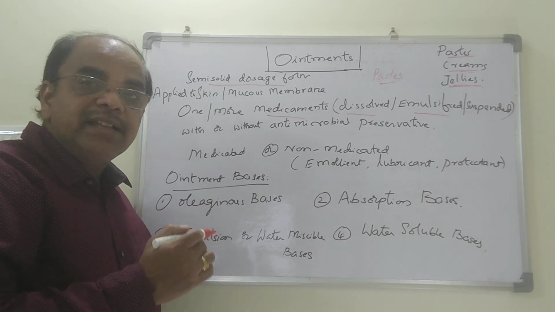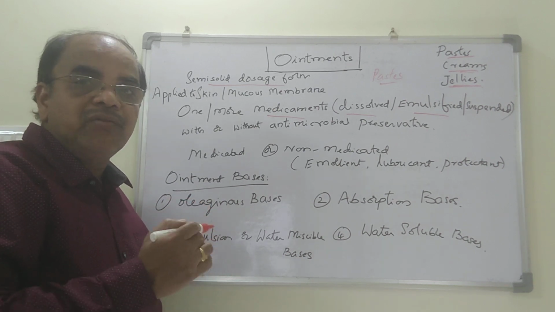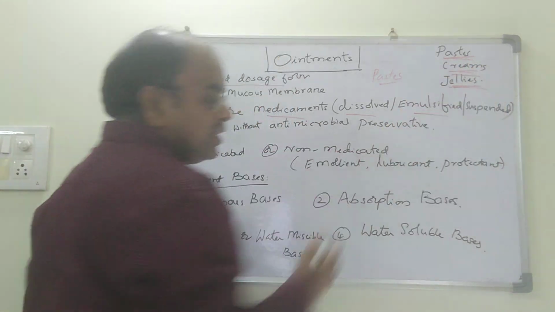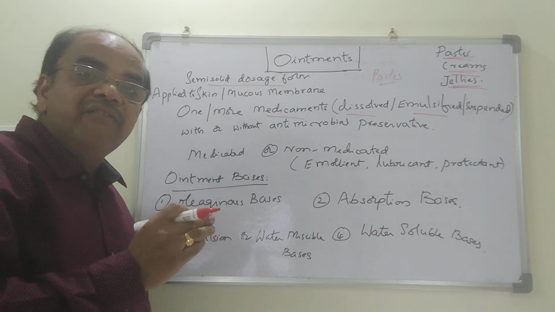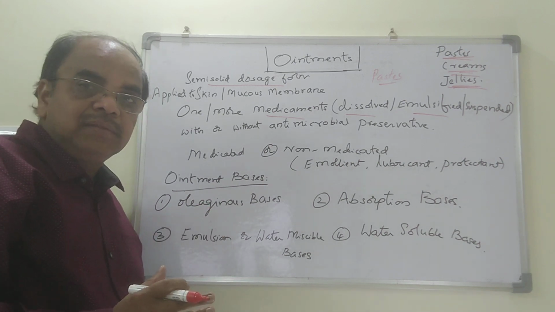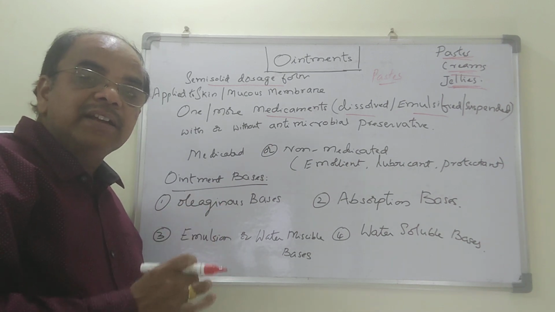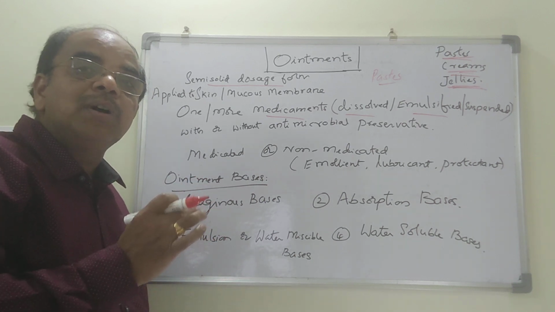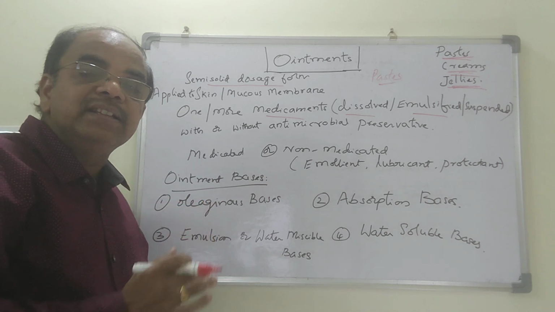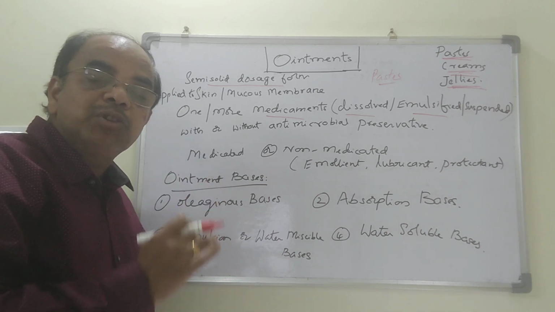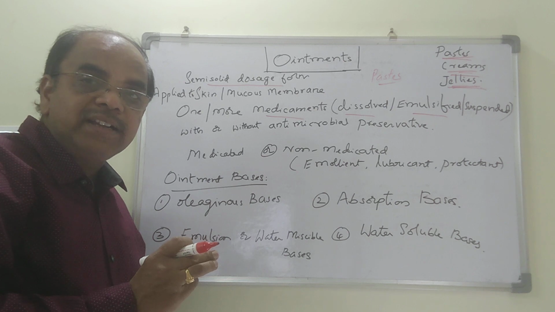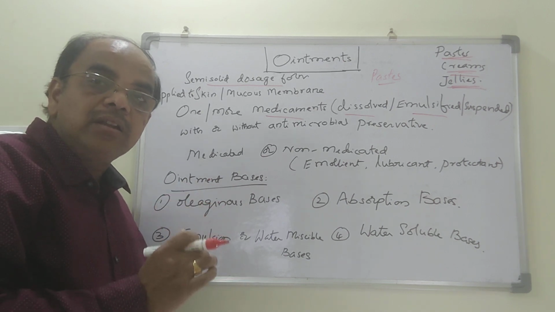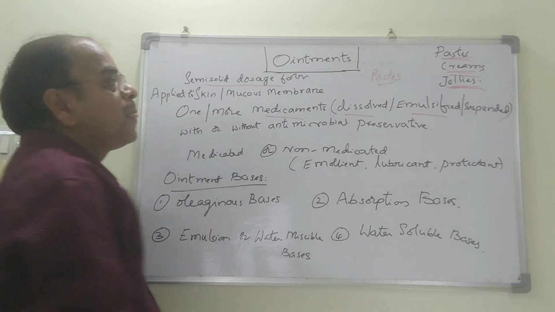What are the other semi-solid dosage formulations? That is pastes, creams and jellies. Pastes are very hard and stiff because they contain high amounts of finely divided solids, up to about 50% solids present in the paste. What are those solids? Like calcium carbonate, zinc oxide and starch. That's why pastes are very hard when compared to the ointments.